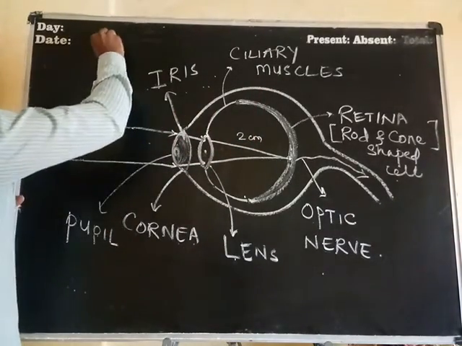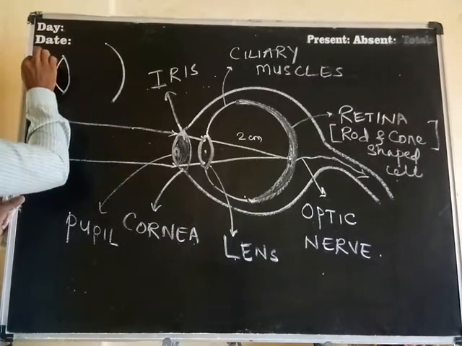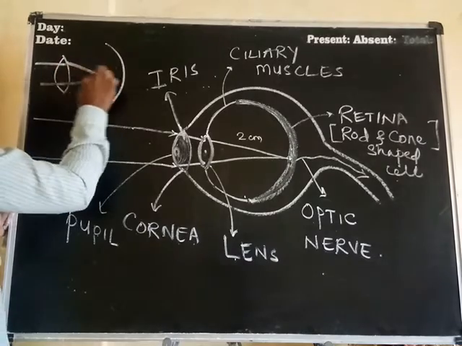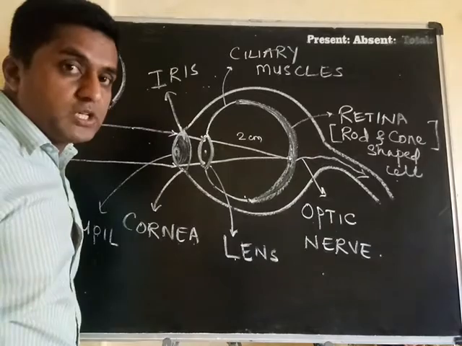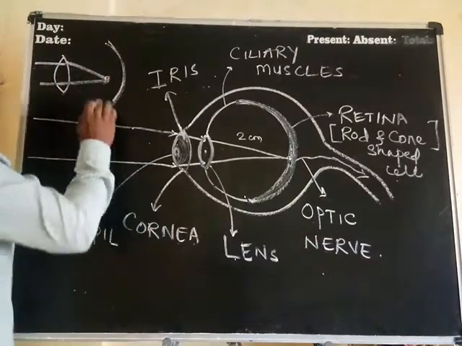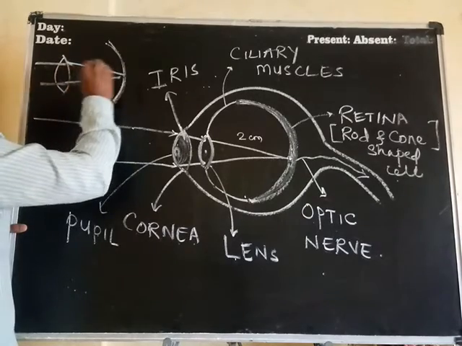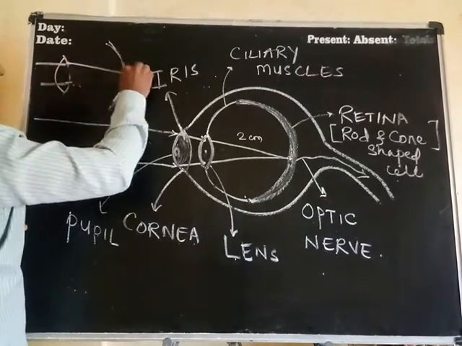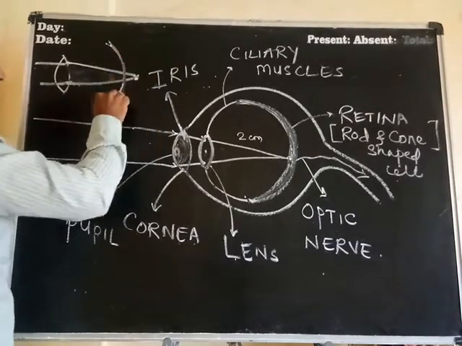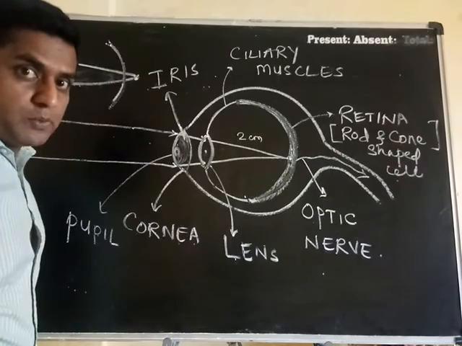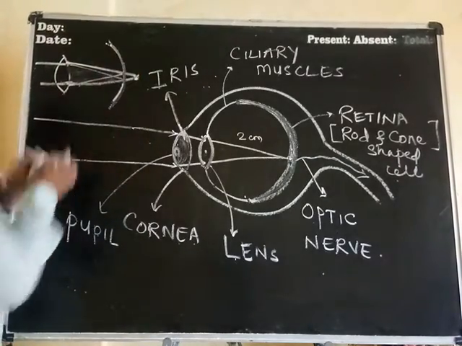For example, see, if this is your retina and sometimes the focal point is formed here, exactly here, before the retina. In this condition you will not be able to see, a blurred image will be there. Then what has to be done? It has to be brought here, right everybody? And sometimes the ray of light makes the focus behind the retina, and in this case also we are unable to see properly. That is why then it has to be brought where? Here.